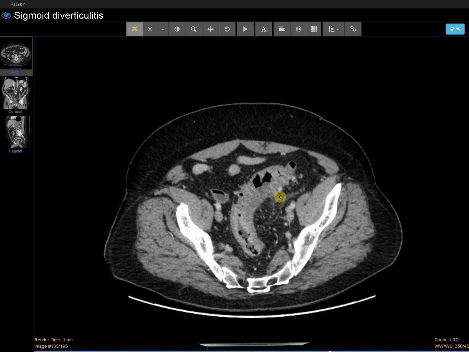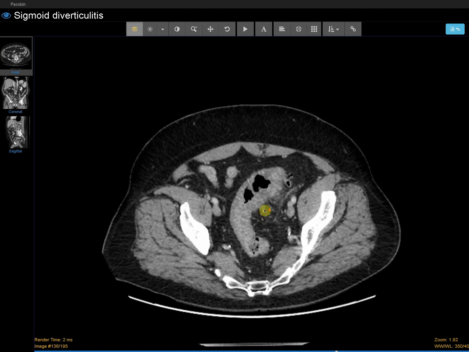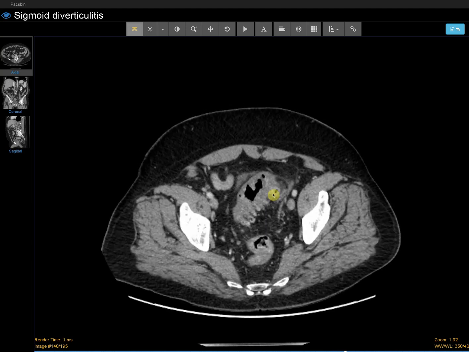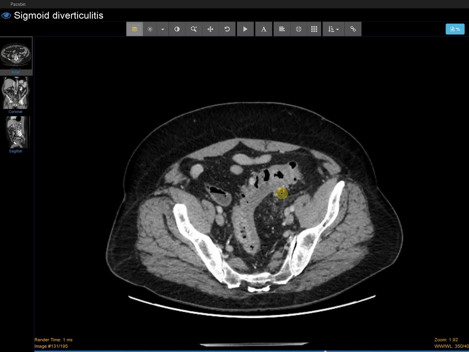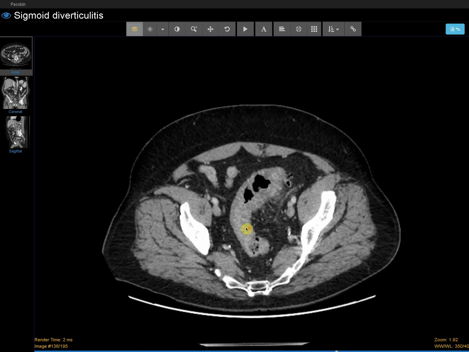On top of that, if you compare the fat, especially right around this diverticulum, see how white this looks as opposed to, let's say, fat here or even in the subcutaneous tissue. It looks really dense, and that's due to presence of fluid and edema. So the sigmoid wall is thickened.